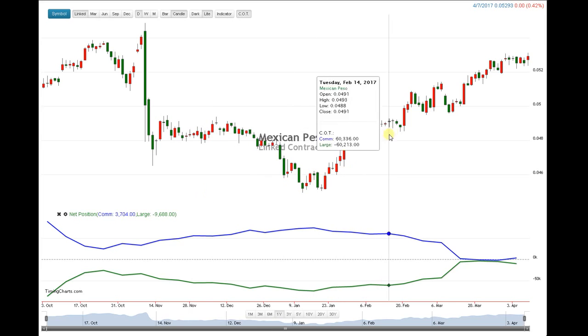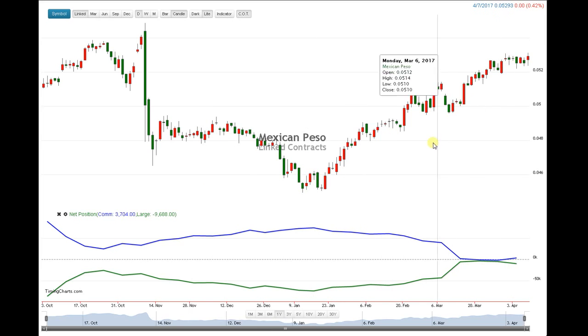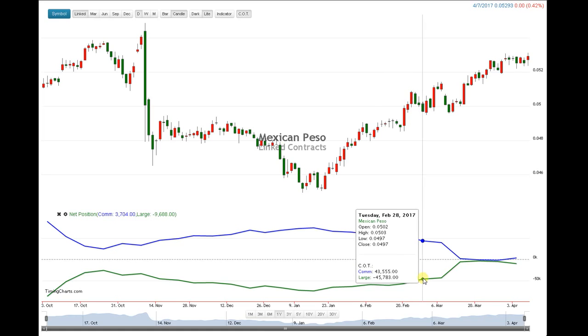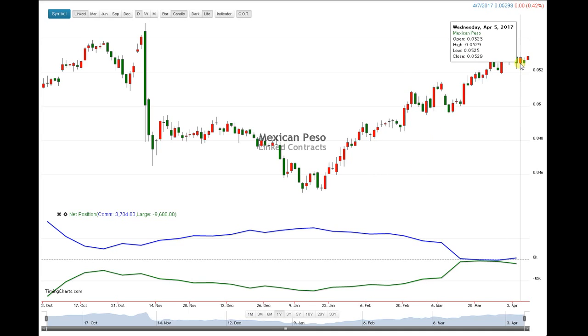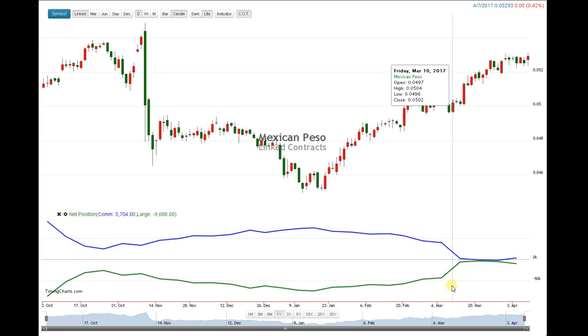When the Mexican peso was going up on the USD, or the USD was going down on the MXN, commercials were basically on the right side of the move. Very short the USD, long the MXN. Speculators, of course, the other way round. Now what's happened is, as we start to top out here, both groups have basically dropped to even.